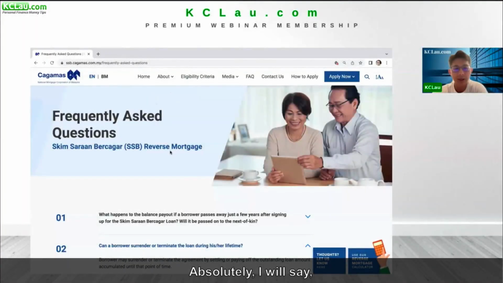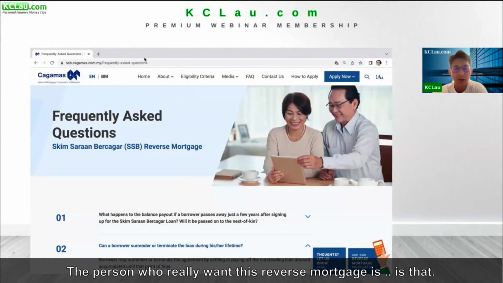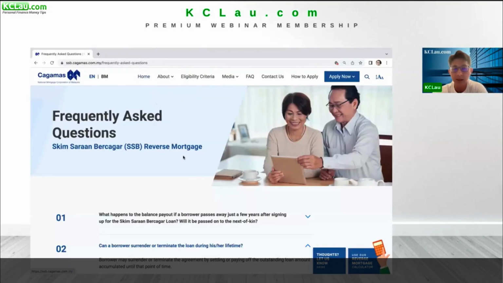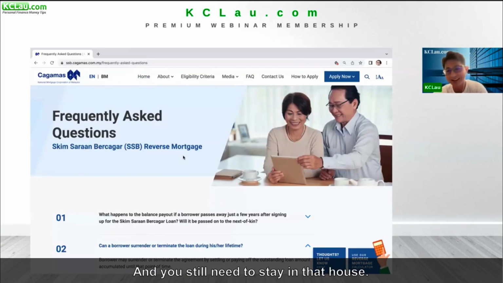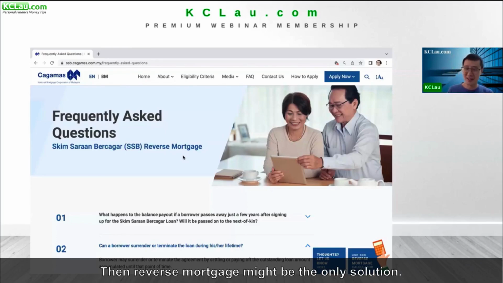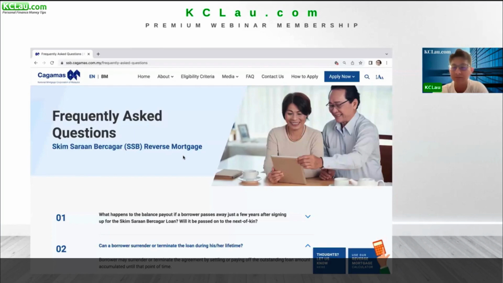Absolutely, I would say the person who really wants this reverse mortgage is someone who doesn't have other assets already. You don't have other liquid assets. You don't have money, but you have a house. And you still need to stay in that house. Then reverse mortgage might be the only solution.